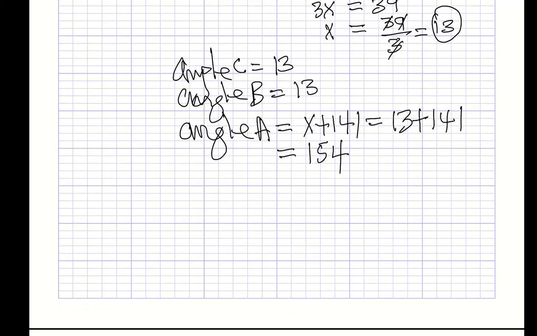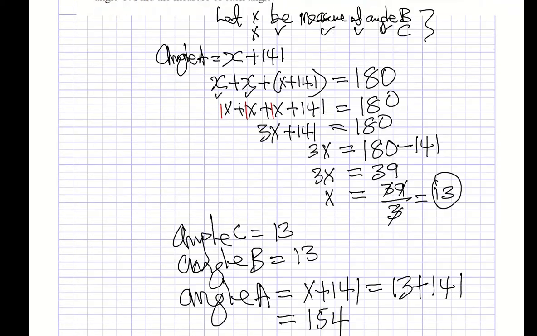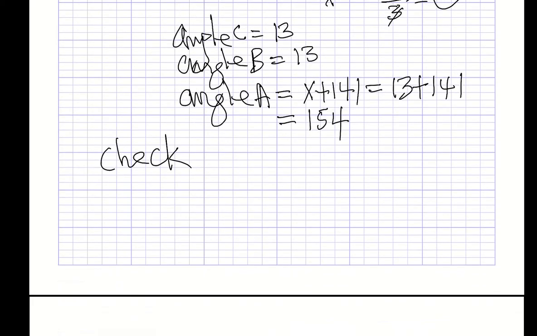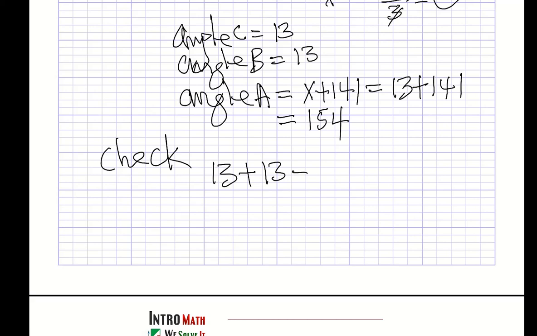So I think we're done with it. We just have to check. What you're checking for is you add the three angles together. Do they come to 180? So you say 13 plus 13 for angles C and B, plus 154 for angle A. That is 26 plus 154, and that's 180. We are done with this problem.